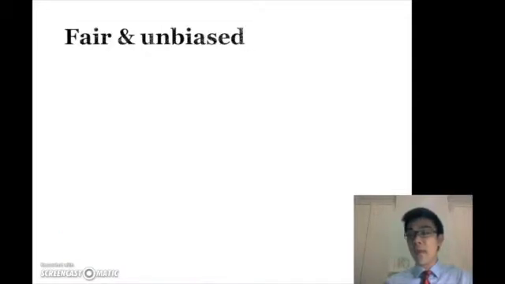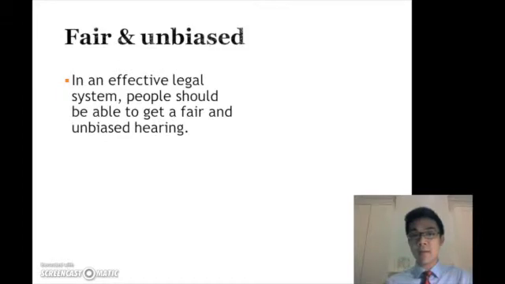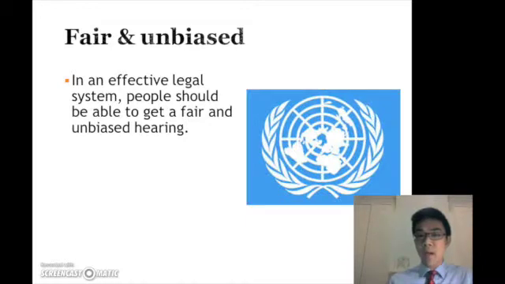So firstly, fair and unbiased. This kind of goes without saying, but in an effective legal system, people should be able to get a fair and unbiased hearing. And this stems very much from our idea that that is simply the right thing to do. Our morals would tell us that you can't just accuse someone or put someone in jail without working out why that person needs to go there.